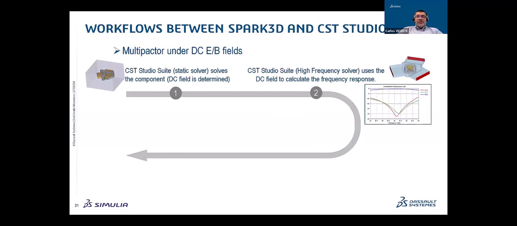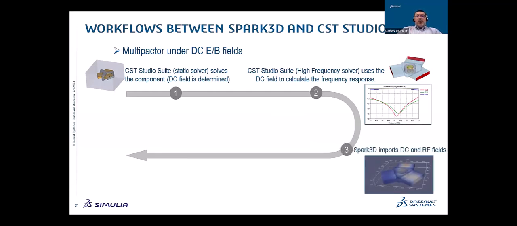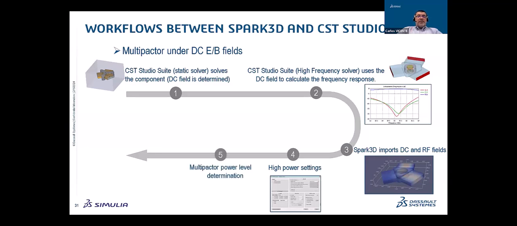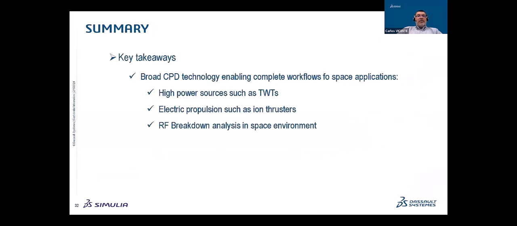You can obtain, for instance, here the S parameter. And then in Spark 3D, what you will do is to import both the DC and the RF fields, because the DC will impact the electron trajectories and then will impact the breakdown threshold. As before, you can then set the power settings and determine the multipactor level and then perform diagnostics there. So this is really an end-to-end workflow in the case that DC magnetic or electric fields are required.